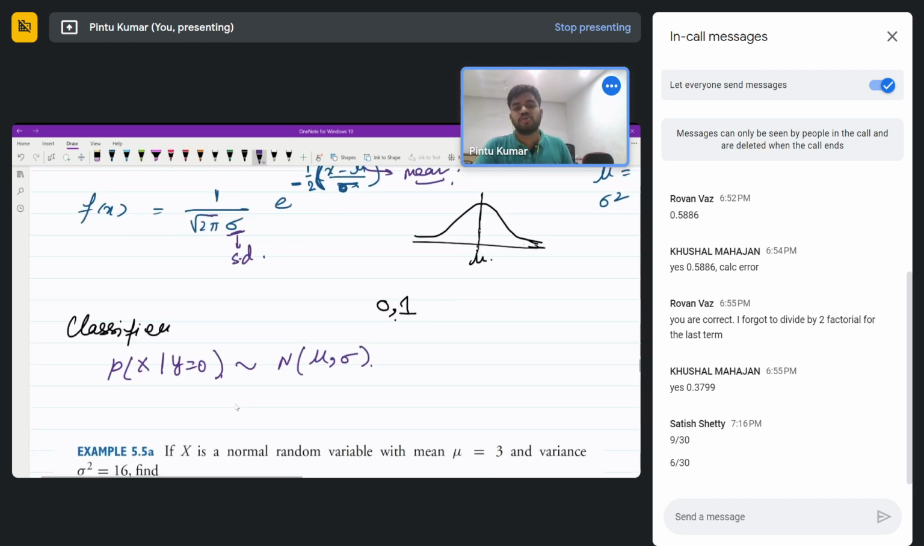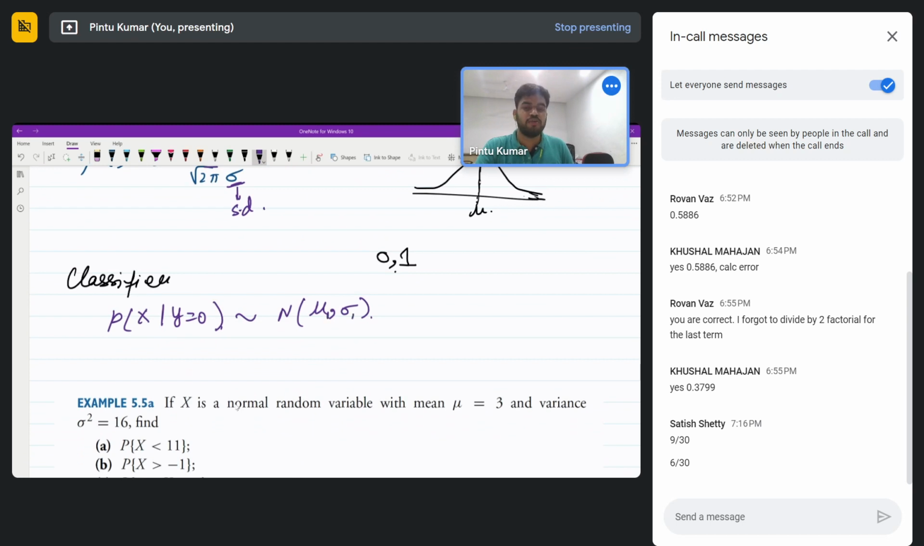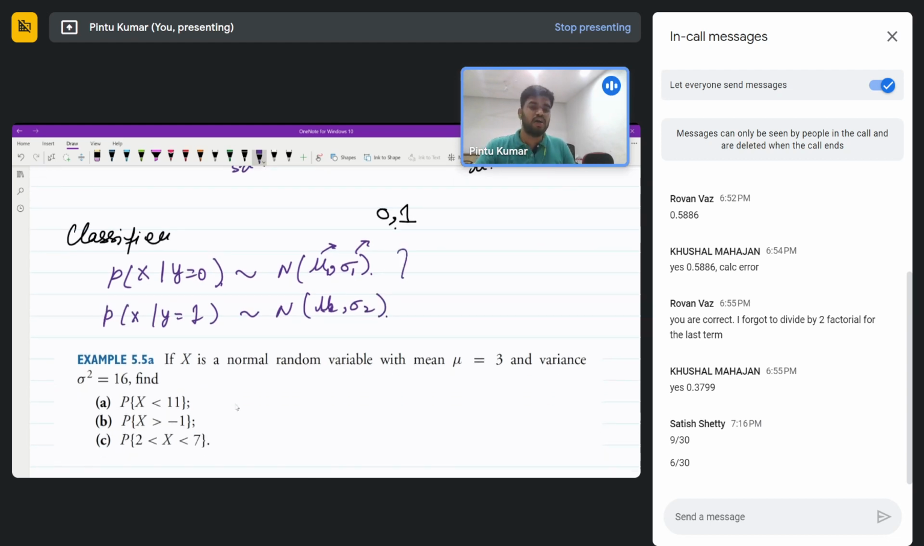Okay, so if you model this by mu1 and sigma 1, then you can find some optimal values for your mu1 and sigma 1, for which this probability has sort of maximum likelihood. Similarly, you can model for y is equal to 1, and you will get another best fit parameters, that is mu2 and sigma 2.